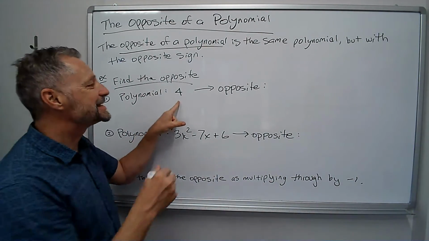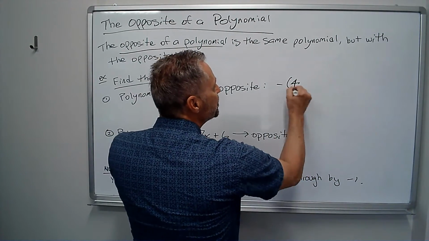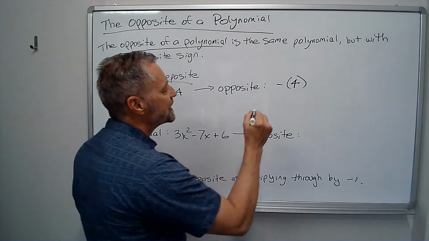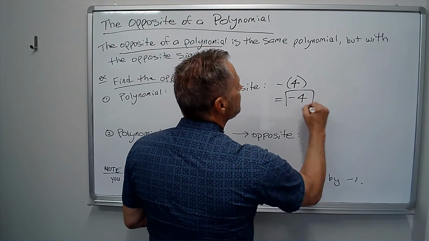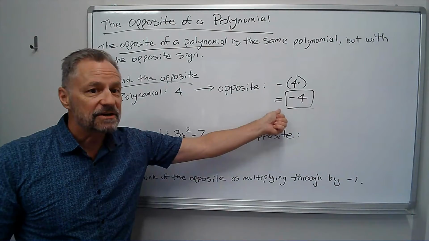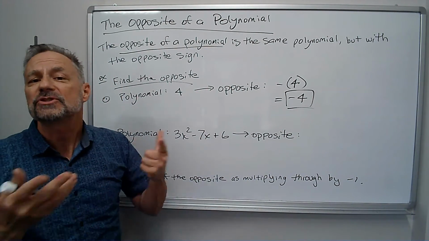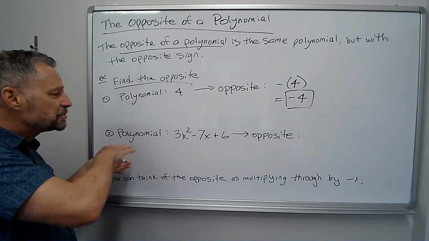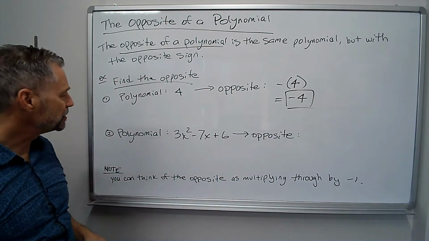Well, the opposite is that same thing, just with the opposite sign. So we can just call that -4. And we know just from arithmetic, -4 is the opposite of +4. So it's that idea, but let's put that to a more exciting polynomial.